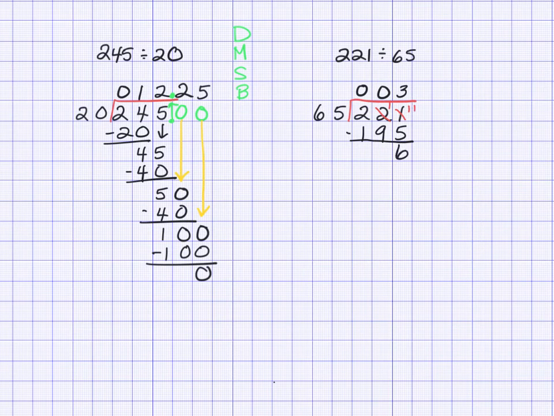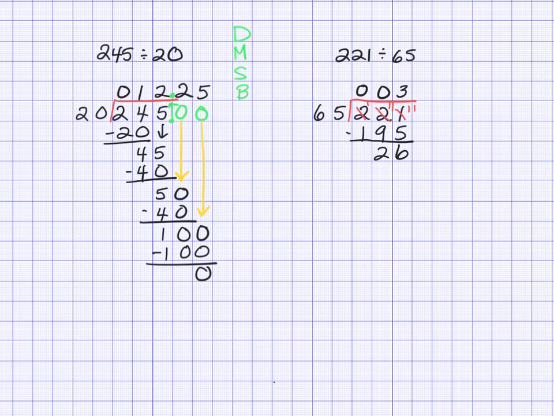Again, we cannot do 1 minus 9. We're going to have to borrow again. So we're going to borrow from this 2. And we have an 11 minus 9 is 2. So 221 minus 195 is 26. But there's nothing else to bring down if I were to continue my algorithm.